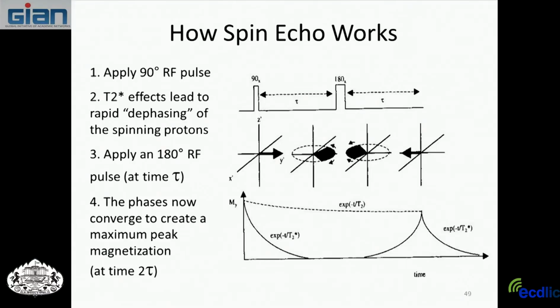And I'm going to show you how this works a little bit more. But our signal is going to drop because of the phases going out of sync with each other. But we're going to apply this pulse, and then the signal is going to reach its strength again because all the protons are going to get back into phase again.